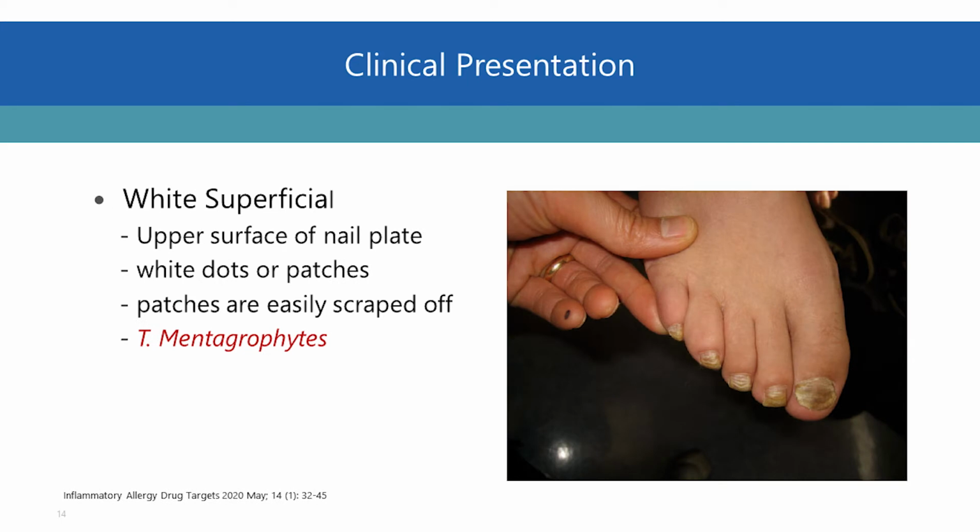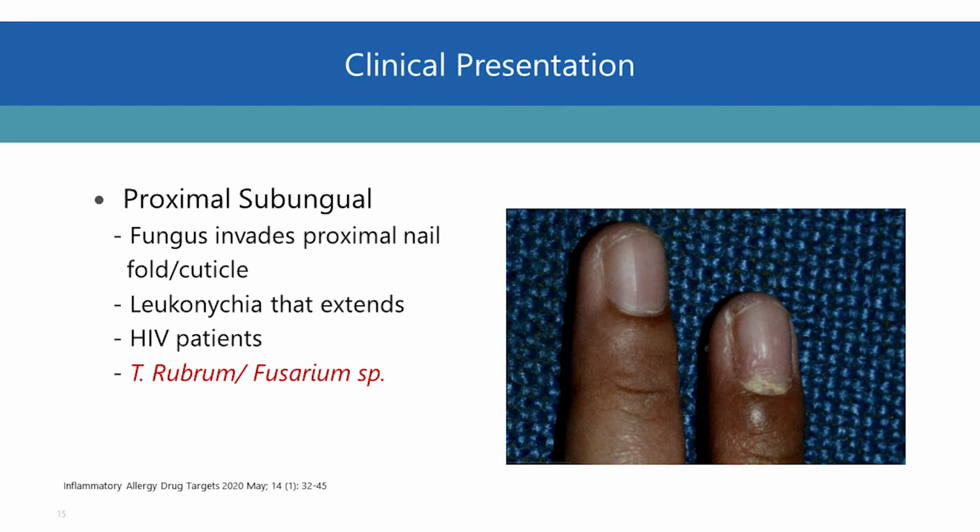This is the presentation that many of us have seen. These are the white dots or patches on the dorsal aspect of the nail that you can actually easily scrape off for your nail specimen, often caused by T. mentagrophytes. We have proximal subungual, often caused by T. rubrum and or Fusarium, which is a mold.